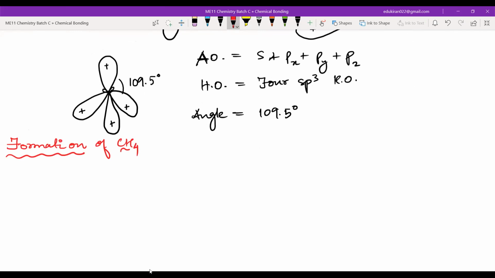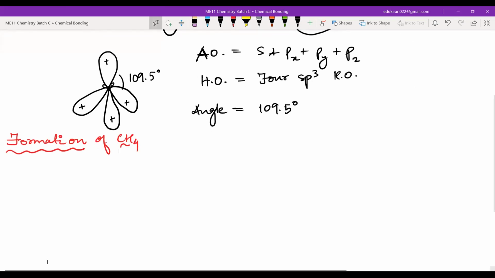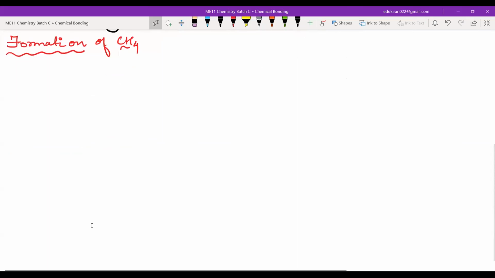Formation of CH4. Yes, sir. Okay. Formation of CH4. So which will be the central atom here? Carbon. Very good. Carbon will be the central atom, and you always do the hybridization of the central atom.